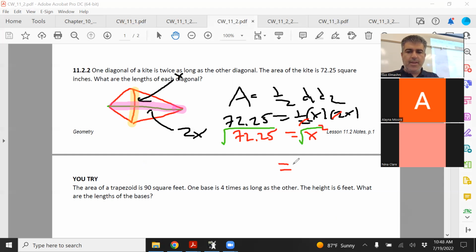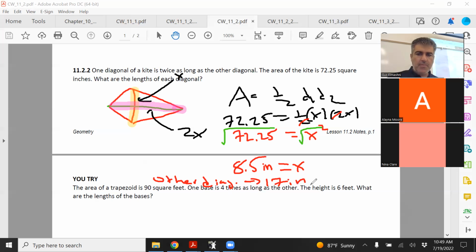And whatever that is, 2.25. I think it's 8.5. Yep, 8.5. So one diagonal is 8.5, and that's inches. And the other is 17 inches. But again, draw. Totally essential, I think.